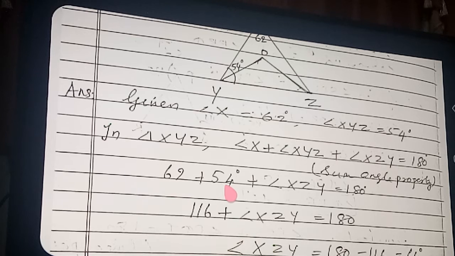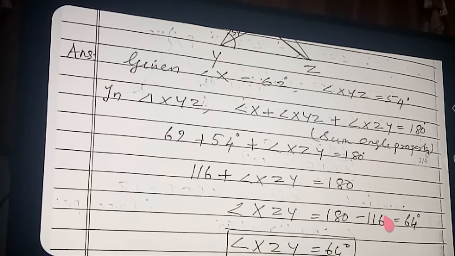So 62 plus 54, you add yourself, how much is coming? 116. Plus angle XZY is equal to 180. Therefore, how do we find angle XZY? 180 minus this 116. This is the geometry part, that is why I am slowly explaining. Okay, each step you try to grasp. So angle XZY is equal to 180 minus 116. Therefore, what will you get?